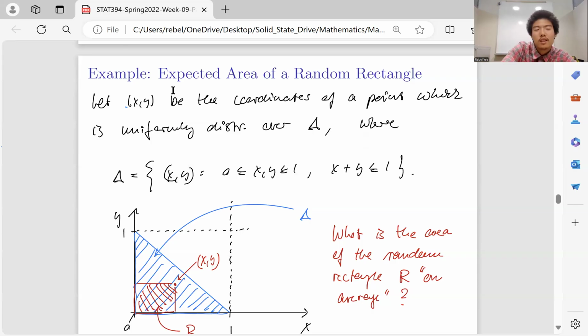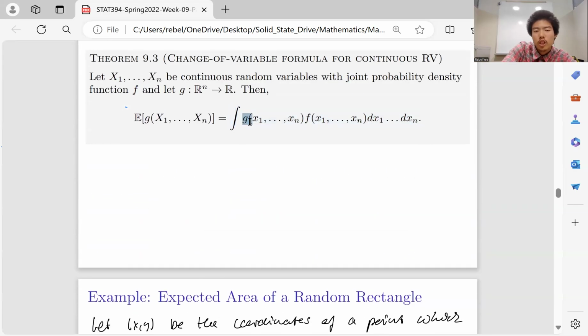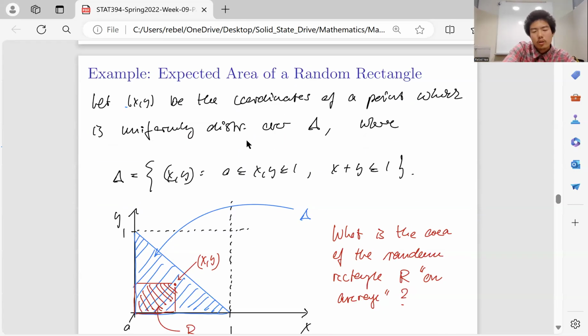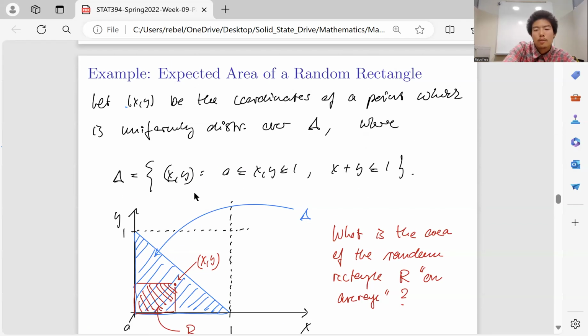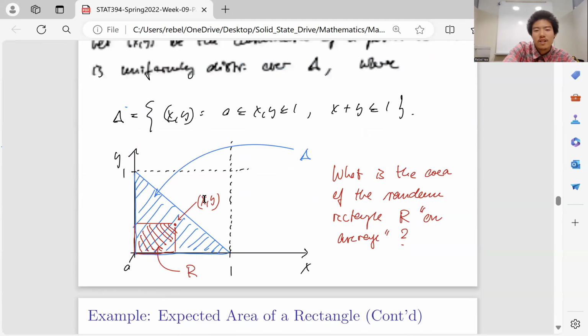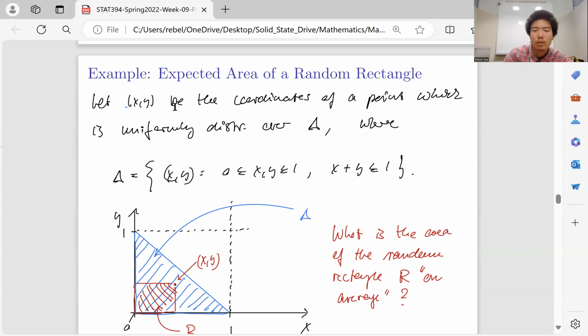So in this case, what is g here? We can use the area. It's one side times another side, which is x times y, right? So this becomes our g function, because what we want to find is the expected area. And the expected value is over all the possible points within this range, which is uniformly distributed in this case.